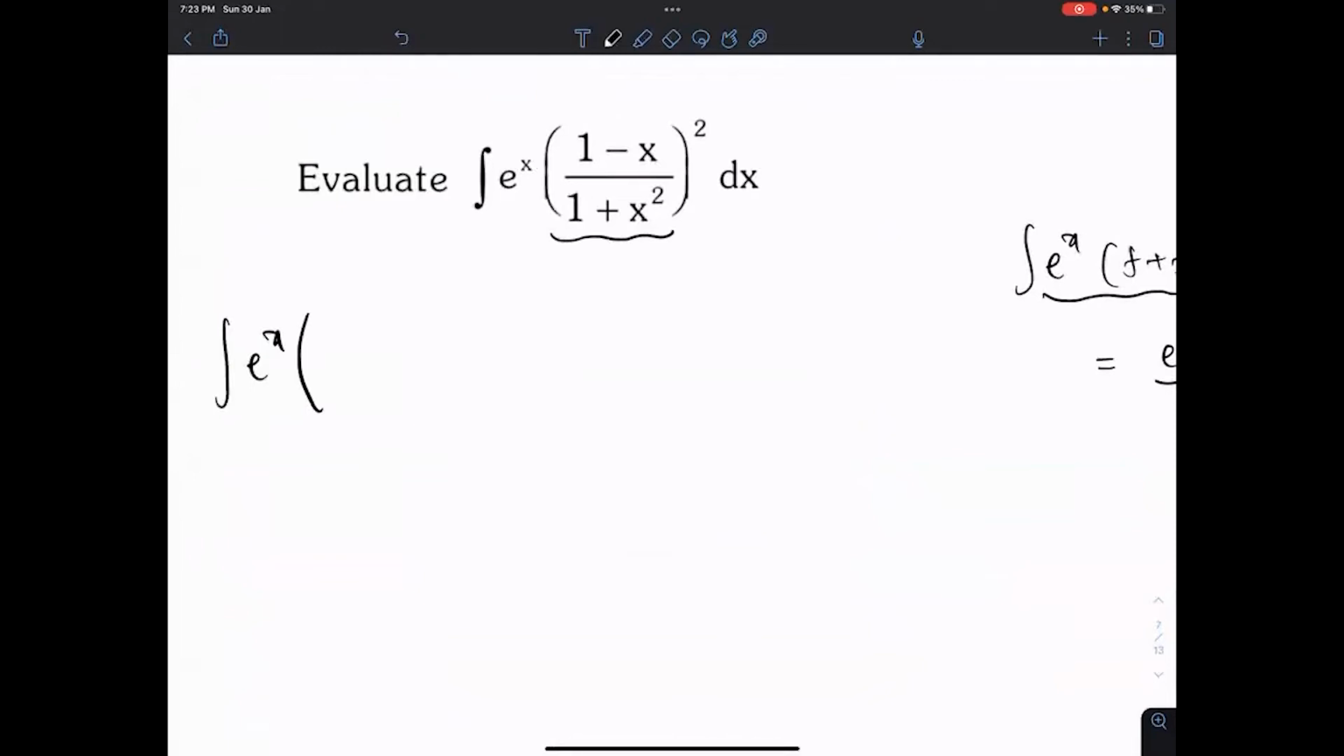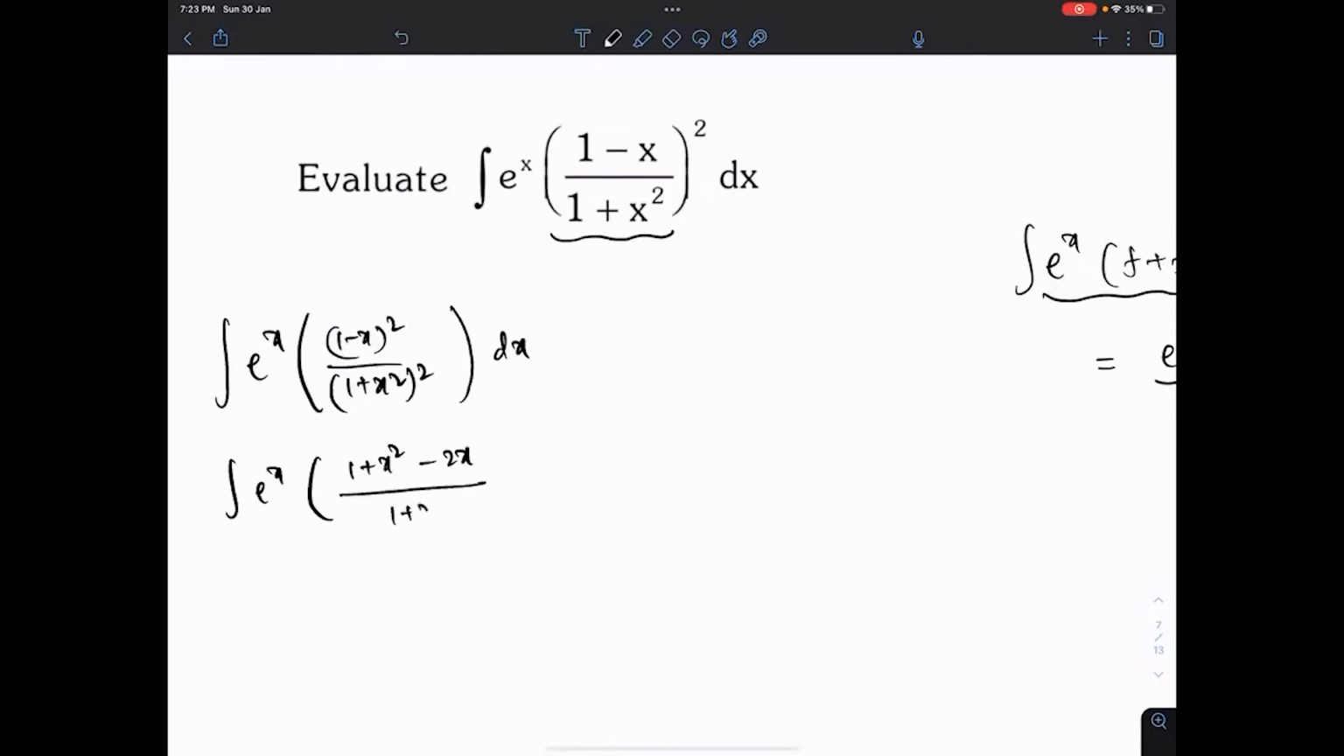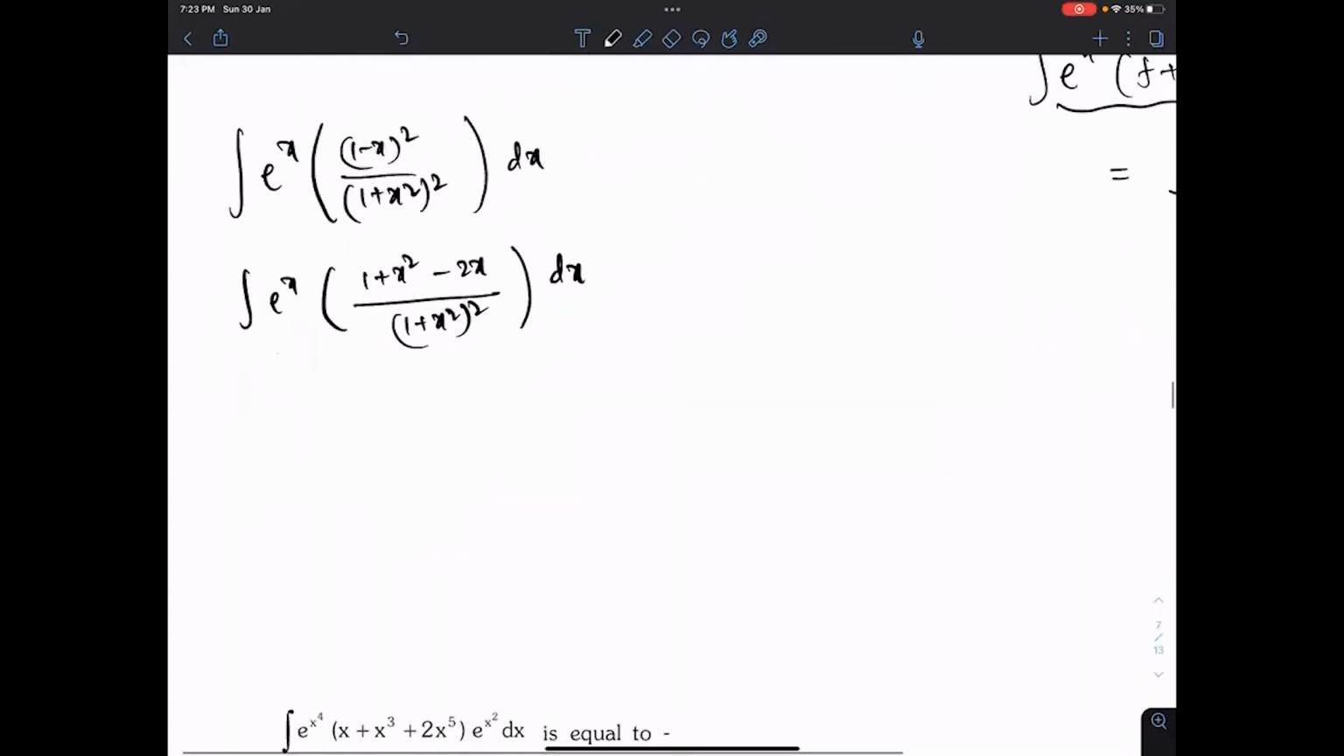Now the procedure is simple. Now this is 1 minus x whole square by 1 plus x square. The question will be designed in such a way that you will get the f plus f dash form. So you write it like this: e power x into, now what is 1 minus x whole square? 1 plus x square minus 2x by 1 plus x square whole square dx. Now I will separate this and this.